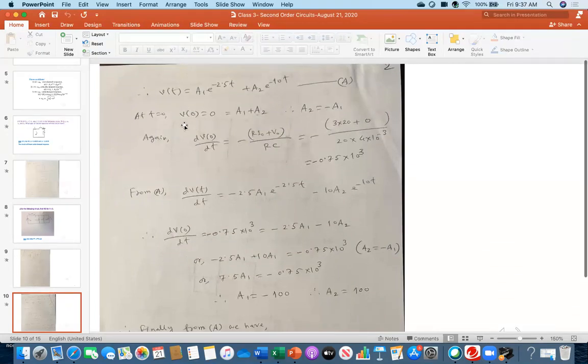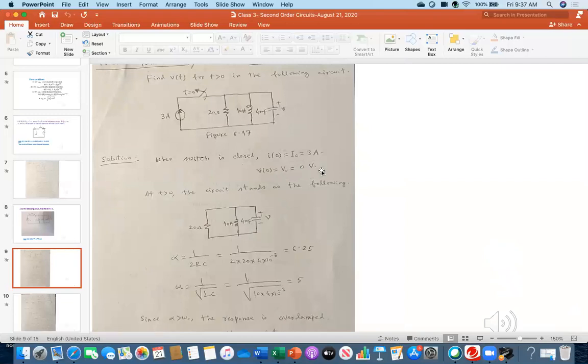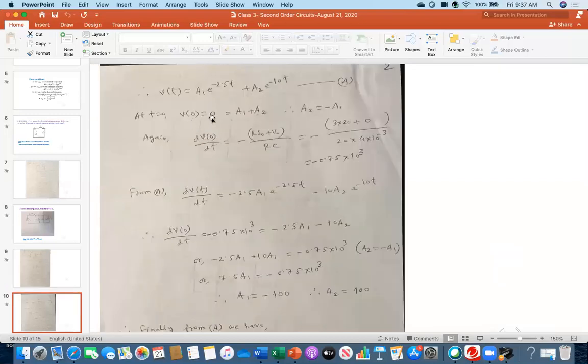So now everybody see, at t equal to 0 time, in this expression, v naught equal to 0. So how did I get that? From here, we already calculated at the beginning, v naught equal to capital V naught, which is 0 volt. So therefore, that is 0.